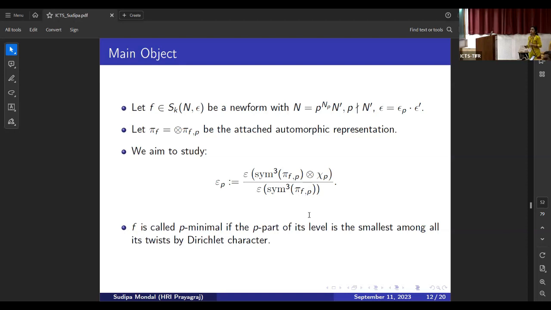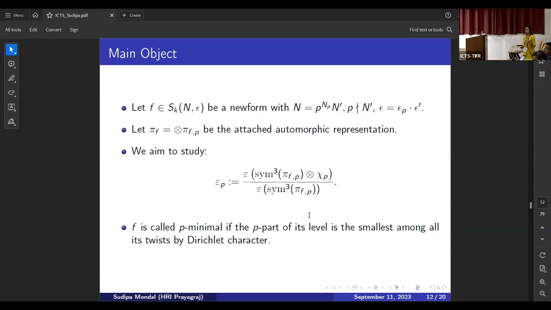Now we have started with a new form, but for the rest of the section, I will consider a special type of new form, which is called P-minimal new form. So if we start with a modular form and twist it by a Dirichlet character, call it mu, then the twisted form will have a level dividing N times m squared. I mean, the level may increase.